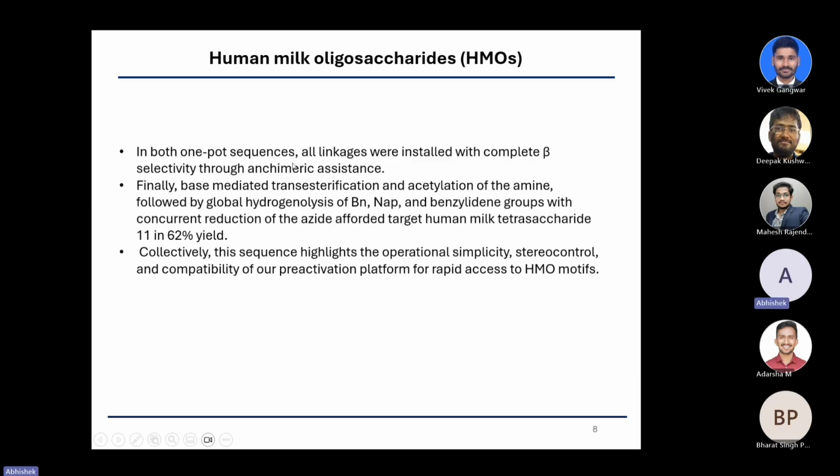In both one-pot sequences, all linkages were installed with complete beta selectivity through anchimeric assistance. Finally, base-mediated trans-esterification and installation of the amine, followed by global hydrogenolysis of the benzyl, naphthyl and benzylidene groups, with concurrent reduction of the azide, afforded the target human milk tetrasaccharide in 62%. Collectively, this sequence highlights the operational simplicity, stereocontrol, and compatibility of our pre-activation platform for rapid access to human milk oligosaccharides.